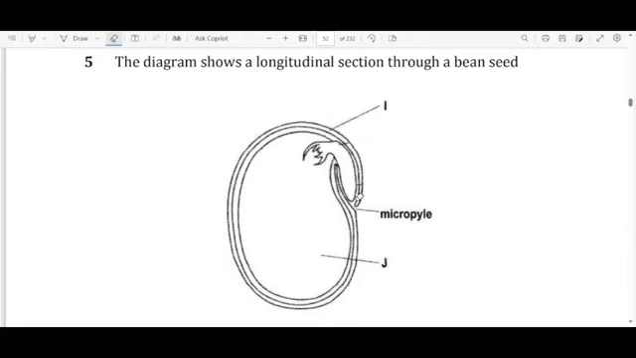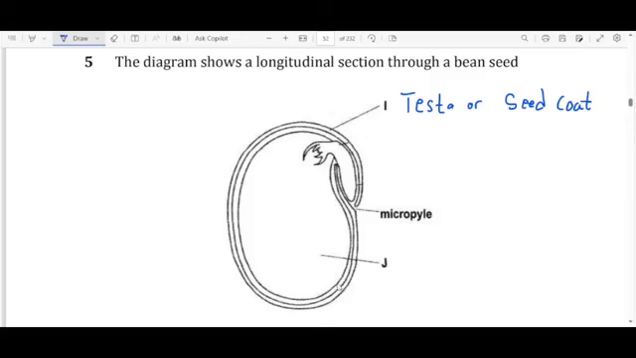So before we even look at the question, you can try to answer or to label these parts. This part labeled I right here is called the testa. This is the testa, or you can call it the seed coat. And its function is just to protect the seed from any infection or damage.